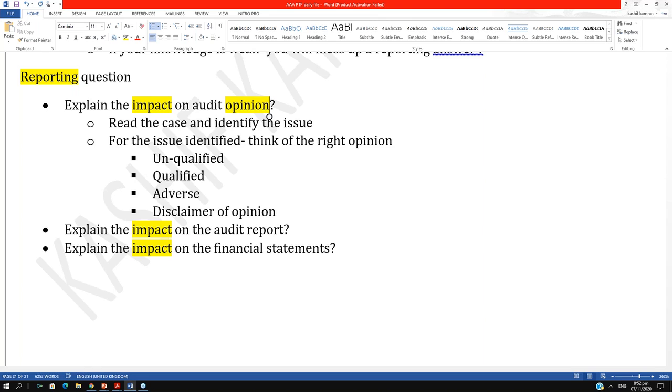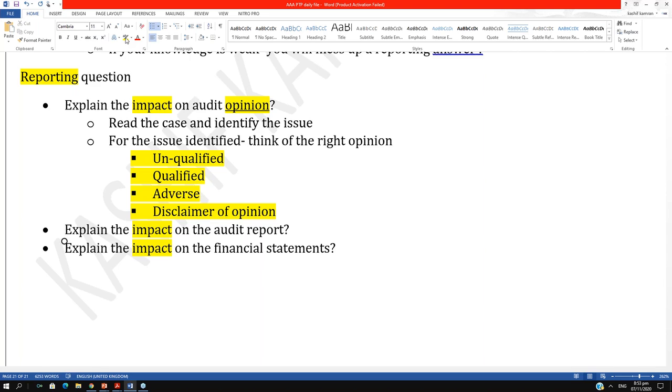So when the question is asking for impact on opinion, will you think about emphasis of matter paragraph? Will you think about material uncertainty relating to going concern? When the question is asking for opinion, will you consider key audit matters? Tell me, if the question is asking for opinion, what are you thinking? Are you thinking something out of the four here on your screen? Or are you thinking about key audit matters? Are you thinking about emphasis of matter paragraph?